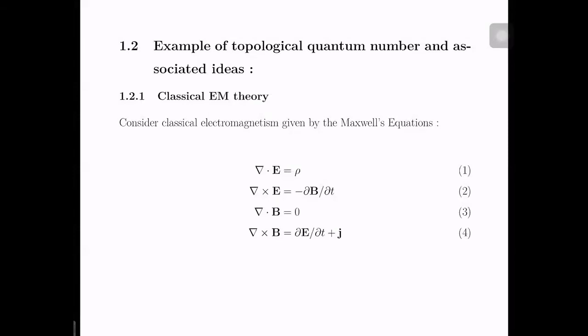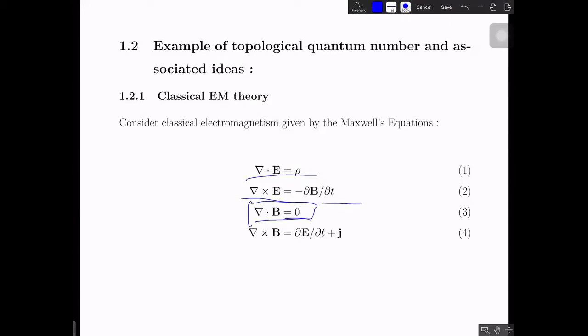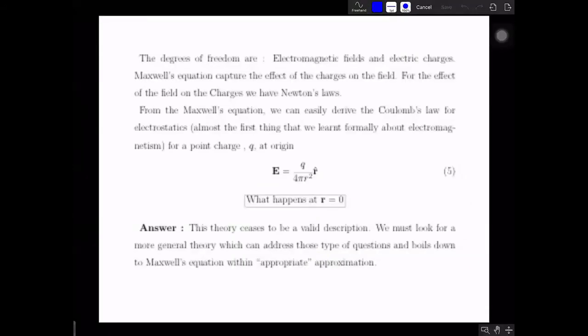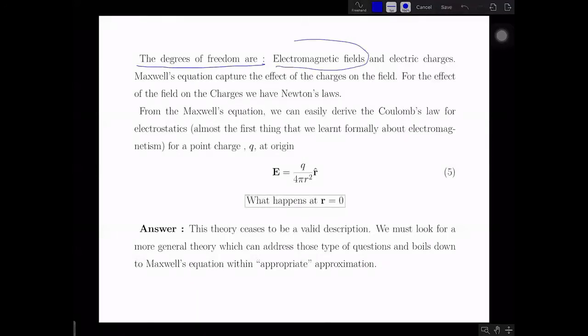So let's start with Maxwell's equations, and we have Gauss's law, Faraday's law, the zero divergence for the magnetic field, which would be important for our context in a moment, and this is Ampere's law. So this basically summarizes the behavior of electric charges and electric fields, and the degrees of freedom that we are concerned with are basically electromagnetic fields E and B.